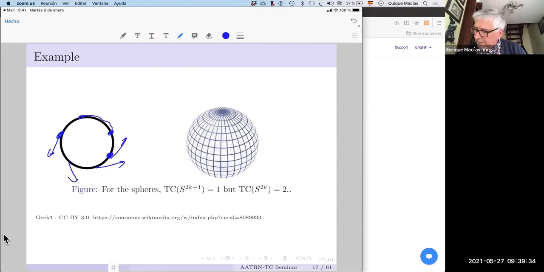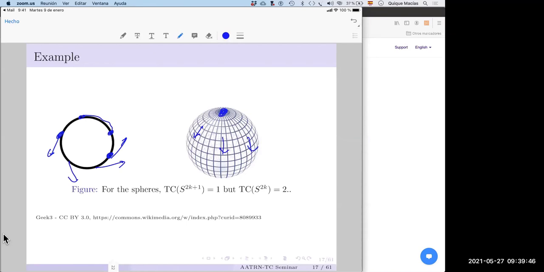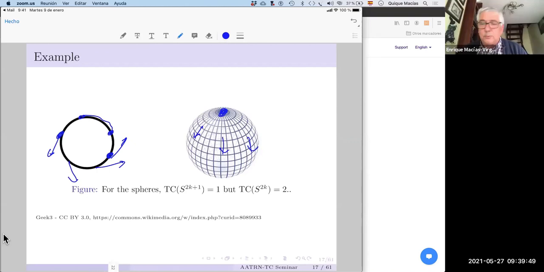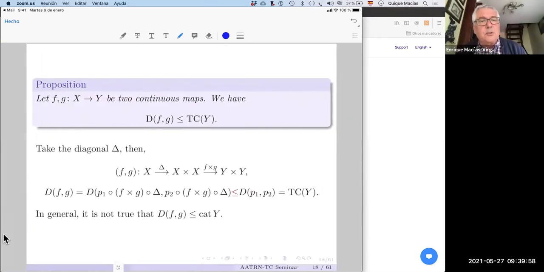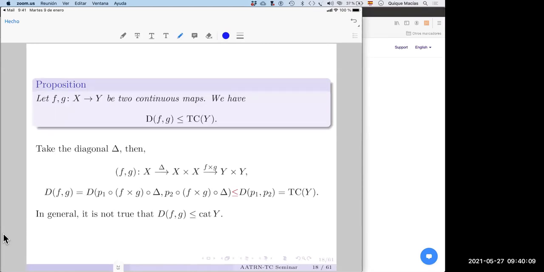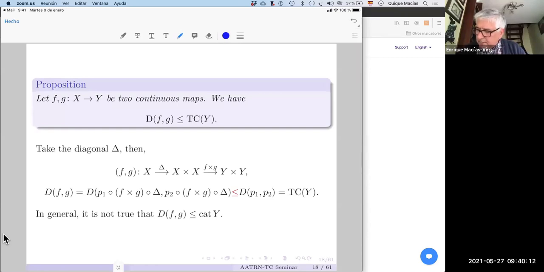But in the even spheres, you have a field which has one singularity. And so you must cover this situation, and you need a third open set. This is why the topological complexity of S2 is 2. Okay, so the general relationship is that the distance between two maps is less than or equal to the topological complexity of the codomain. And I wrote the proof here, and it's also very easy just by using the property of the composition.